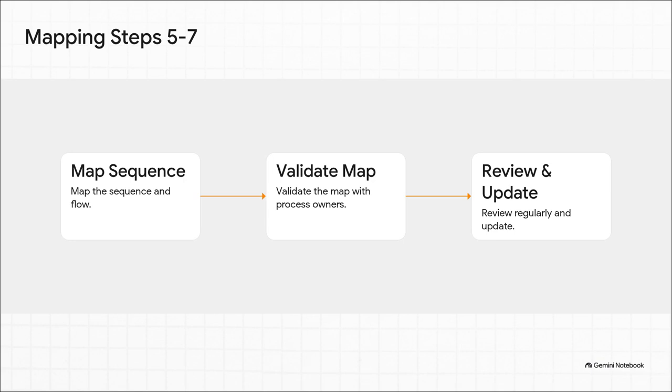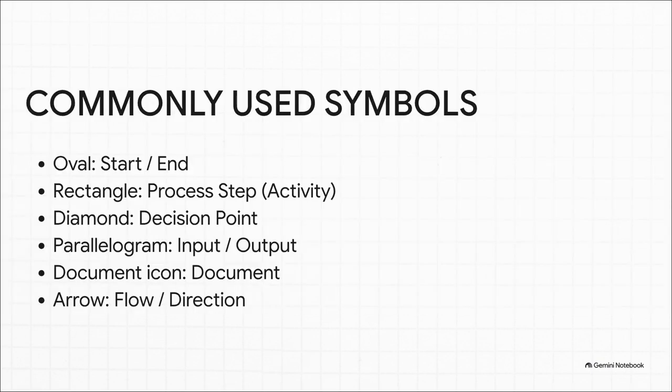And finally, Step 7, review regularly and update. A process map is a living, breathing document. It is not something you draw once and just hide away in a desk drawer. The good news, you do not need to be an artist to draw these. You just use this standard visual vocabulary.